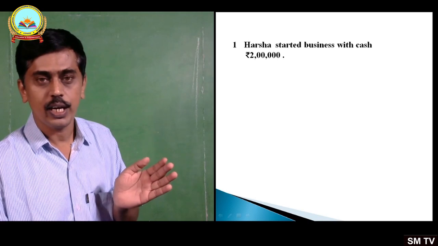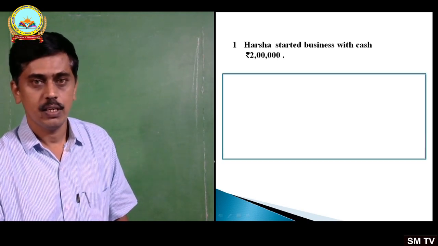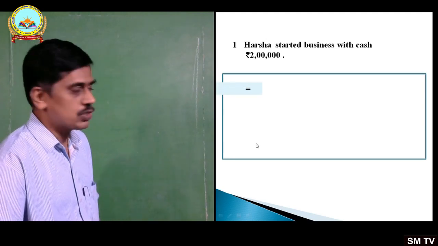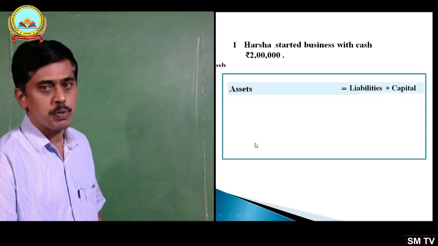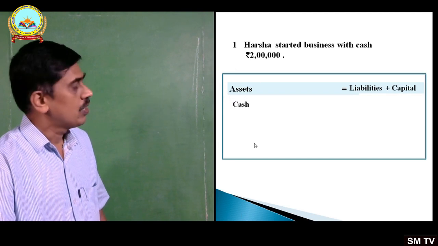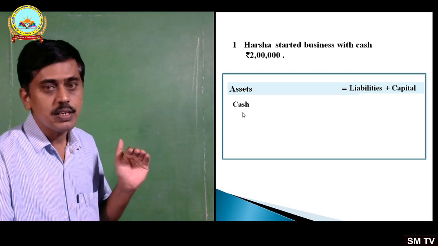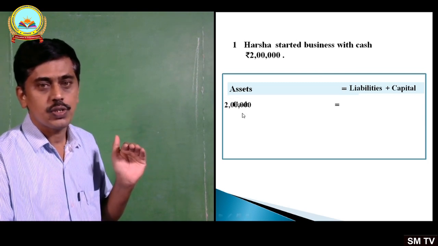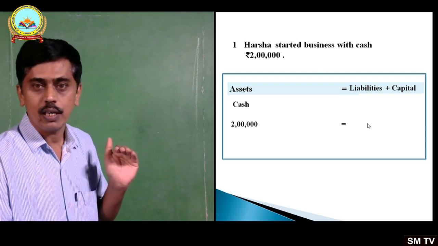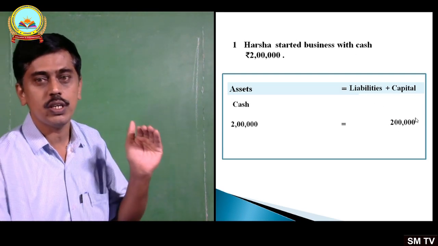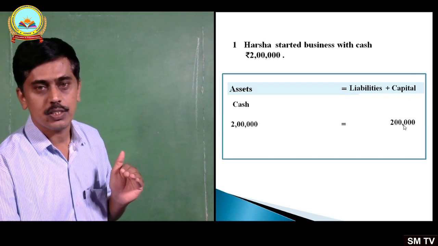First write the accounting equation. What is that? Assets of the business equals liabilities plus capital. Harsha started business with cash means what is the asset here? Cash is the asset. So cash how much? 2 lakh. It equals capital. Amount brought in by the proprietor or owner into the business is called capital. Capital is how much? 2 lakh.